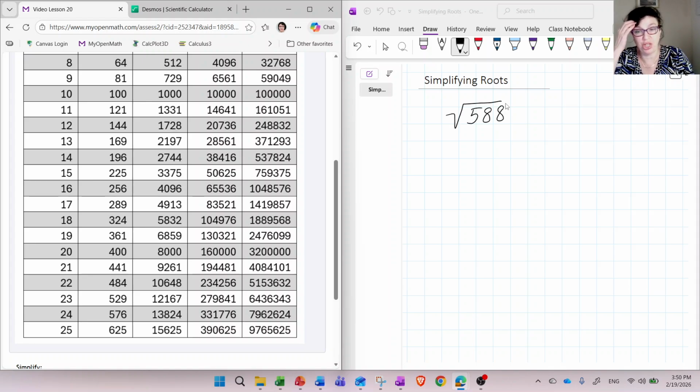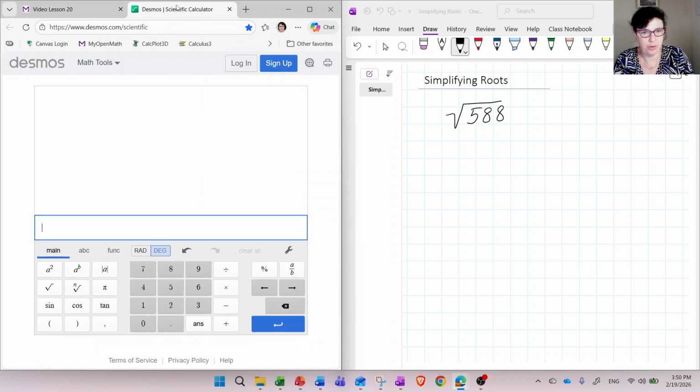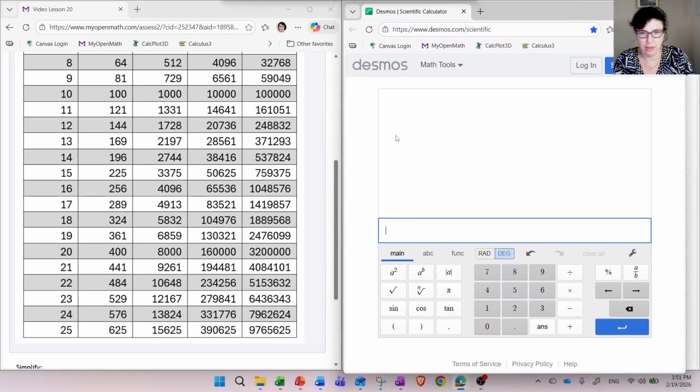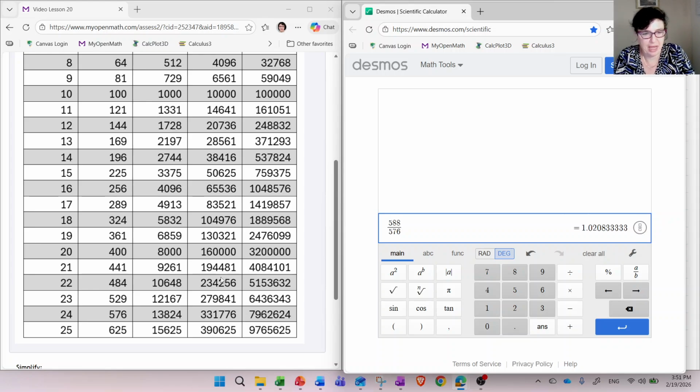Now I intentionally chose a very difficult example because this is a huge root. So I'm not going to list them all, but I'm going to start with 588. I'm going to have this side by side with my calculator. My number is 588, and I'm going to start dividing it by the squares that are less than my number. Unfortunately, pretty much all of them are. So let's start with 576. Does that divide evenly? Nope, it doesn't.